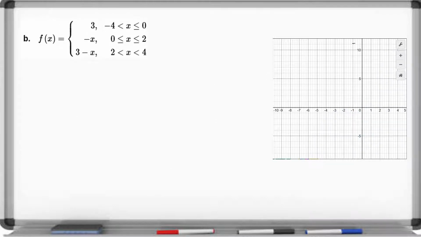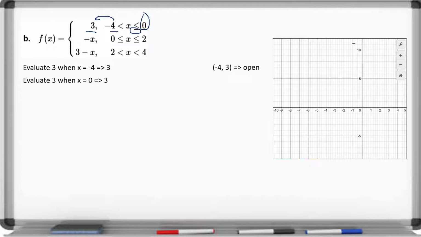All right, so let's look at the second graph. We're going to focus on the first function rule, which is 3. Evaluate 3 when you plug in x equals negative 4. It doesn't matter what you plug in there, you're still going to get 3. So our coordinates are negative 4 and 3, and it's open because there's no bar under the inequality sign. Now we evaluate 3 when x is 0, which is closed because of that equal sign. If you plug in 0, you still get 3. So we got 0 comma 3, which is closed. Now we can plot and connect those together as such. So we got our open and we got our closed.